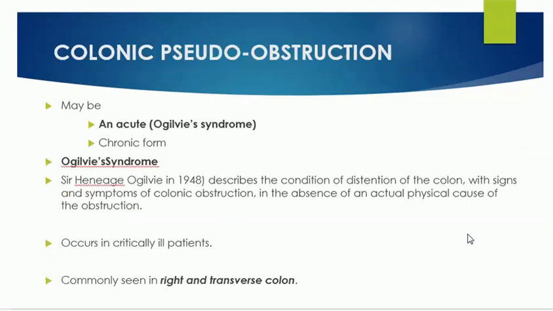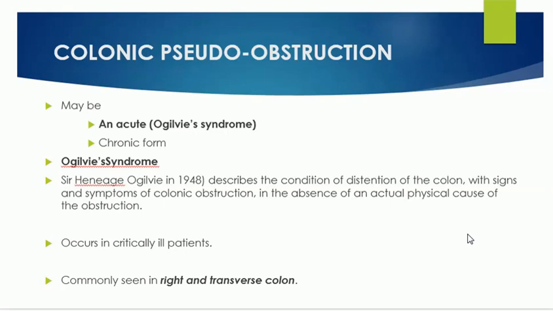Now, if we talk about pseudo-obstruction in the large bowel, it may be of two varieties. One is acute, which is also called Ogilvie syndrome, and it also has a chronic form. So acute colonic pseudo-obstruction and chronic pseudo-obstruction. These are the two varieties when we say pseudo-obstruction of the large bowel.